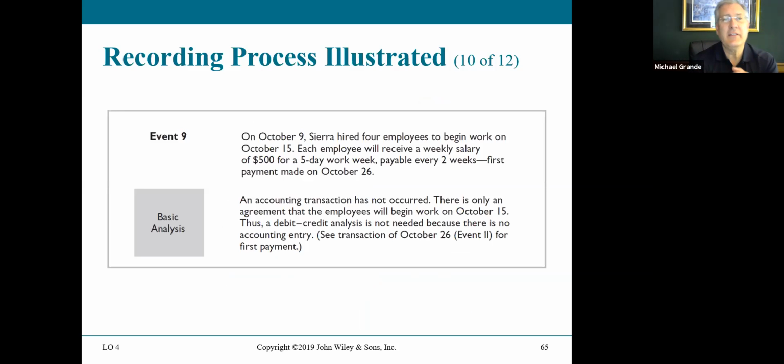On October 9th, Sierra hired 4 employees to begin work on October 15th. Each employee will receive a weekly salary. We determined because they hired them, it's a business event, but it is not a transaction because it does not affect a liability, asset, or equity account yet. They've only hired them. No journal entry required.